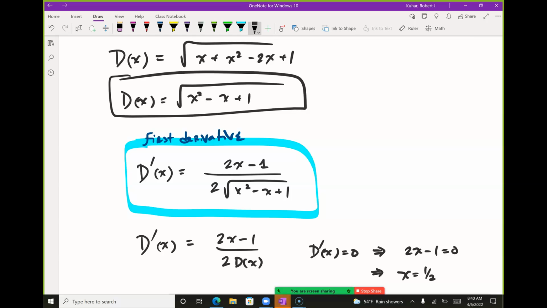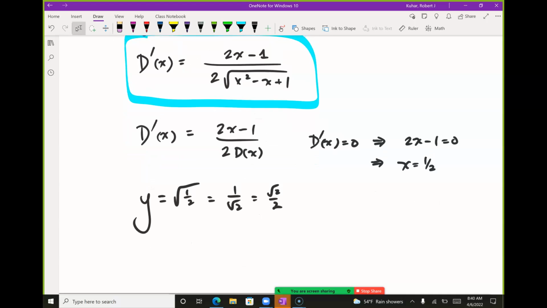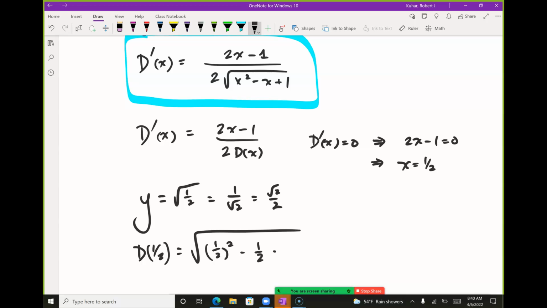Kind of makes sense on my picture already, right? So there is my point, my x value. What's the y value? Well, I know y is square root of x, so that's 1 over square root of 2, or rad 2 over 2, if I rationalize it. And I need to find the distance, right? So the distance at 1/2 is the square root of 1/2 squared minus 1/2 plus 1.